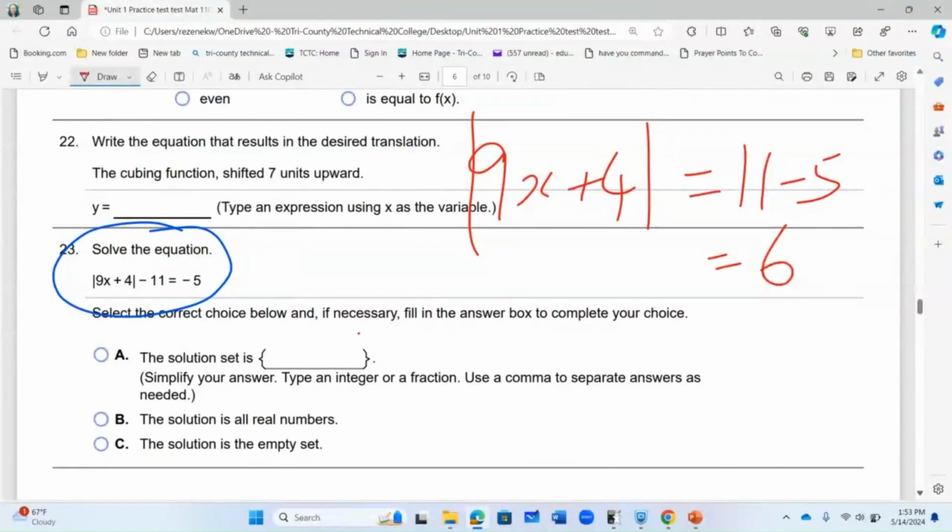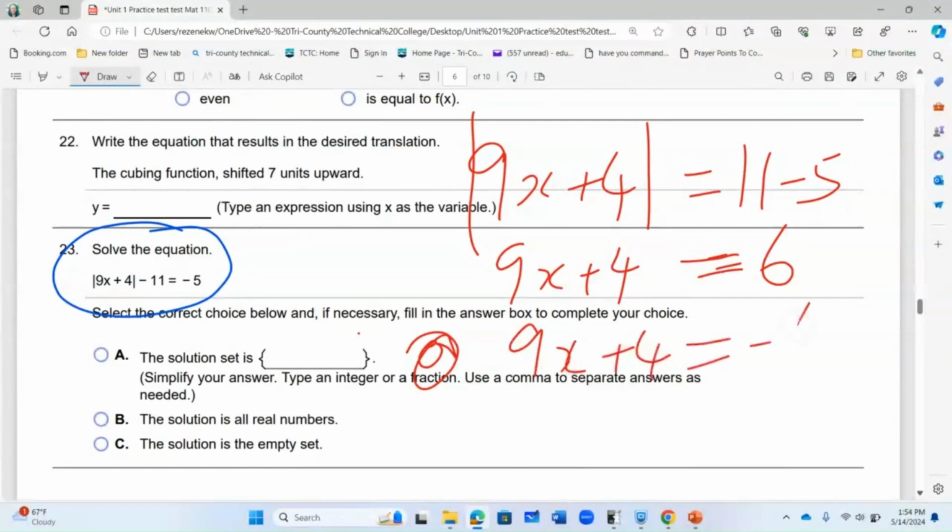Therefore, the right-hand side is positive. We can go ahead. So 9x plus 4 is equal to 6, or 9x plus 4 is equal to negative 6. You solve this equation 1, solve this equation 2, and get the x-intercepts, the 2 zeros of the absolute value function.